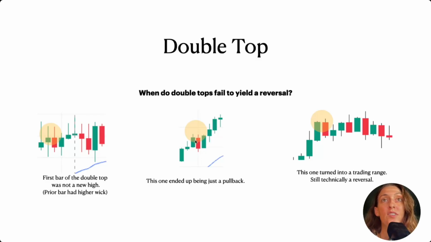The red bar is larger than the green bar. We have a double top. It did create a new high. All of the check boxes are pretty good for this bar, but we don't end up having a full reversal. And sometimes that just happens.